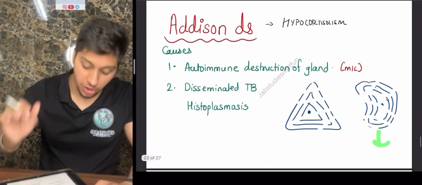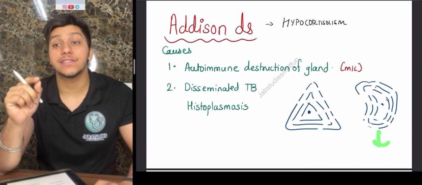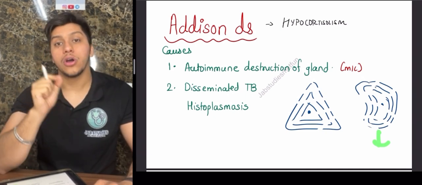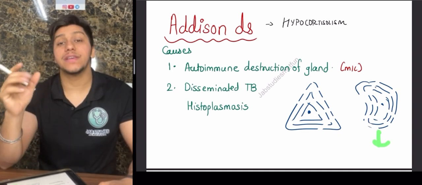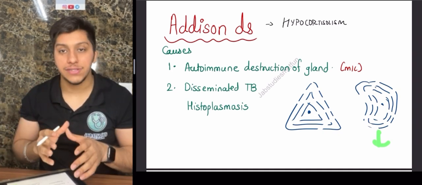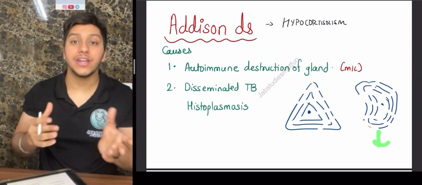After this, we would like to talk about Addison's disease. Addison's disease is known as hypocortisolism. Cushing syndrome was hypercortisolism. Addison's is basically adrenal insufficiency. It can cause adrenal crisis.